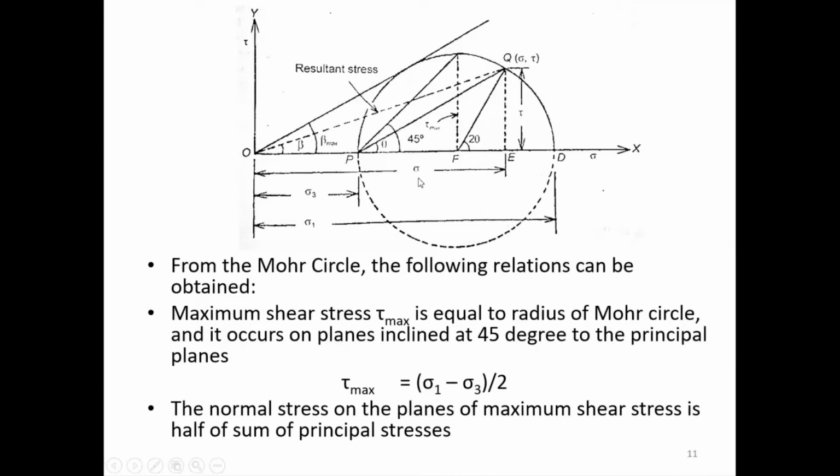And the normal stress on the plane of maximum shear stress is half of the sum of principal stresses. On that particular plane on which your shear stress is maximum, tau max, what is your normal stress? This one, OF. How much is that? It is half of your sum of principal stresses, that is 100 plus 50 by 2, correct? 75, isn't it? OF. Hope we are clear there.